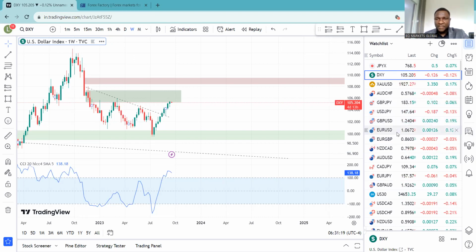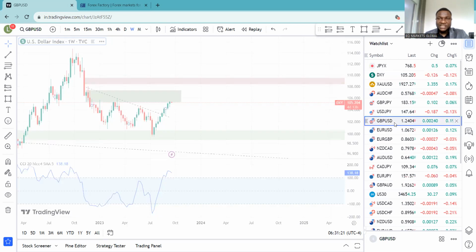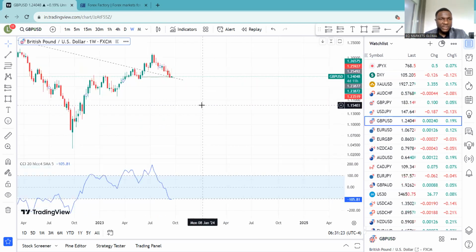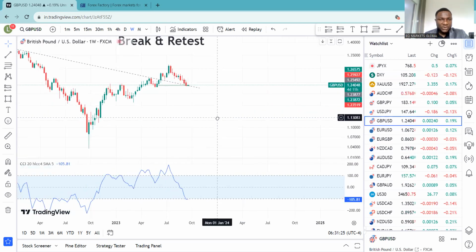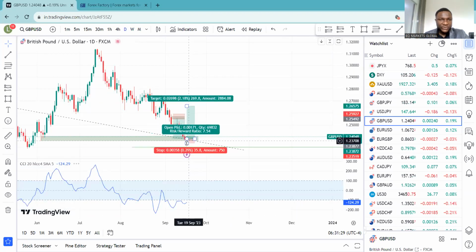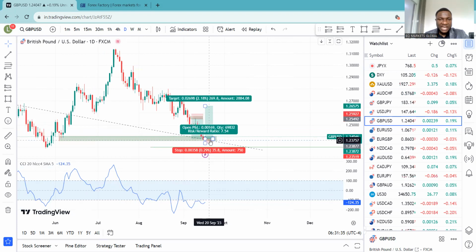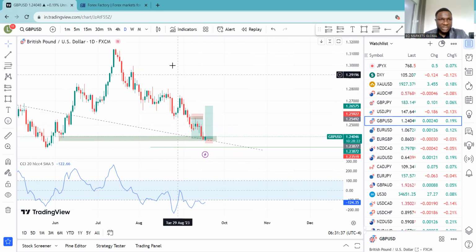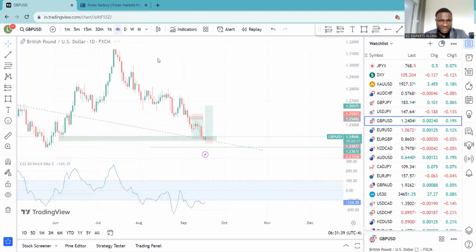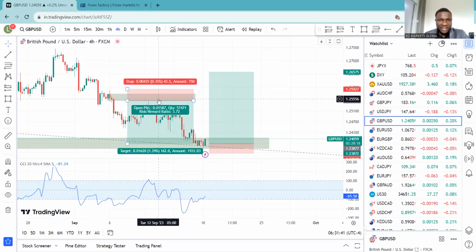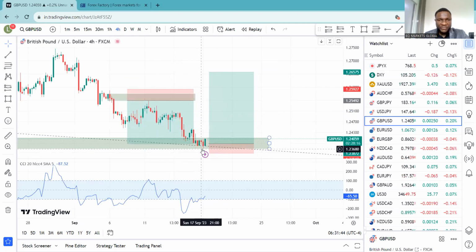But amazingly, last week we looked at GBP USD. Remember, I was talking about GBP USD, and I told you that personally, I was expecting a massive drawdown. Remember the concept of break and retest I kept talking and shouting about? Yeah, it finally happened, right? And of course, last week, I gave you this trade on GBP USD.